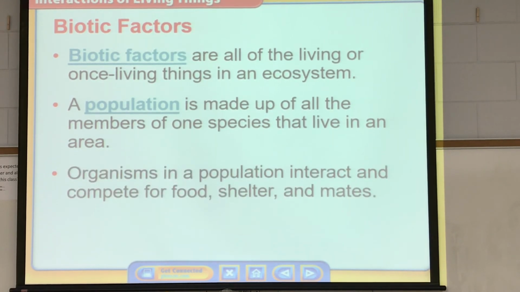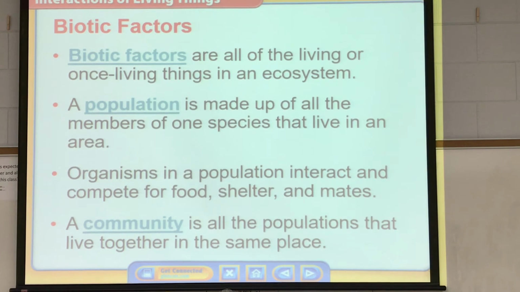All of these populations in an area, whether it be the squirrels or the foxes or the rabbits or whatever, they compete for food, they compete for shelter, which is a place to live, and they compete for other animals to reproduce with so that they can sustain their population.